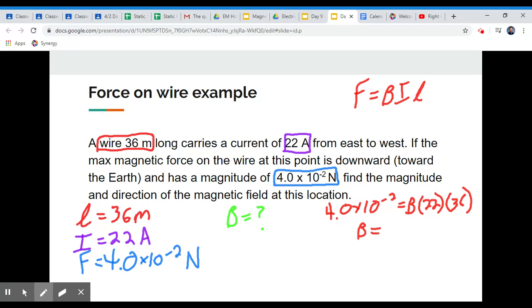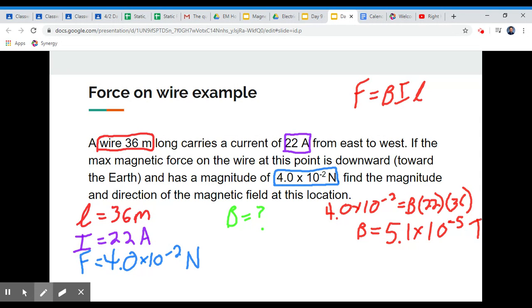B should end up being 5.1 times 10 to the negative fifth, and that is measured in Teslas. All right, now the last thing we need to do, that's the magnitude, we need to figure out the direction. So this is where your second right-hand rule comes into play.